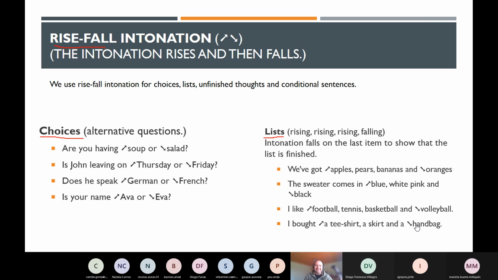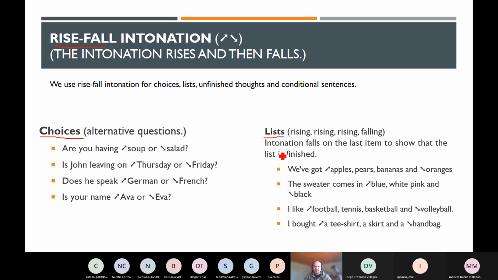Excellent. All right. Good job. Very well done. So remember, when you're listing, guys, we've got apples, pears, bananas, and oranges. The sweater comes in blue, white, pink, and we can keep adding on and on, right? White, pink, green, brown, I don't know, red, and black. I like football, tennis, basketball, and volleyball. And I bought a t-shirt, a skirt, and a handbag.